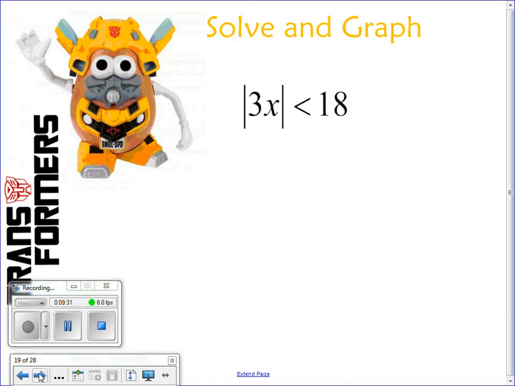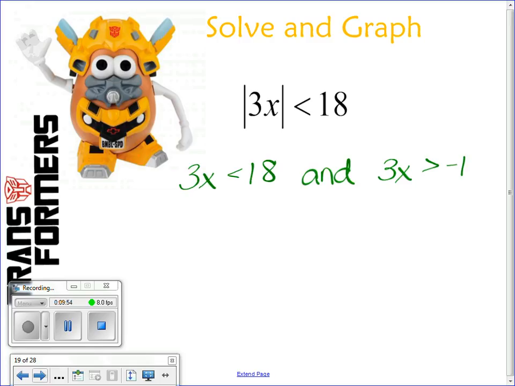All right, solve and graph. So again, I'm seeing this absolute value, right? 2 bars. So the first thing I have to do is write 2 inequalities. So we're going to have 3x is less than 18, and 3x is greater than -18. Good. There's the hardest part. Whew, right on my 2 inequalities.